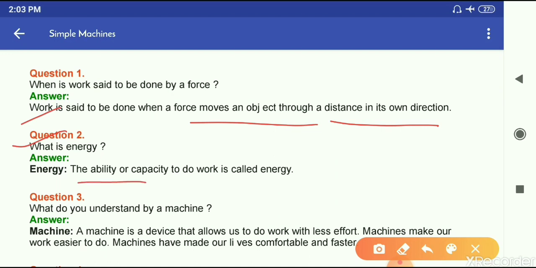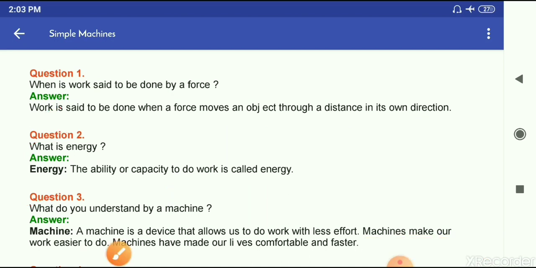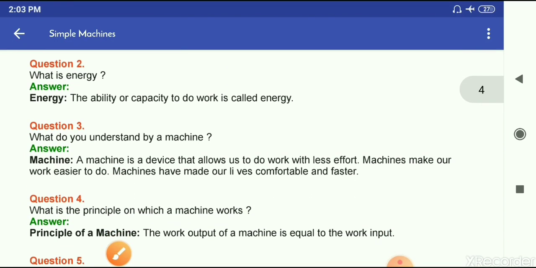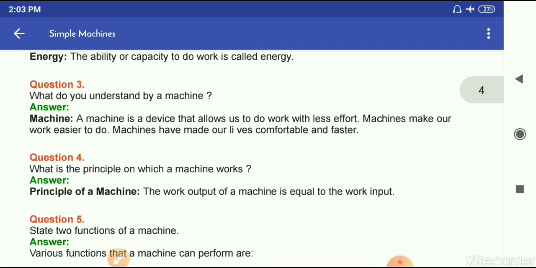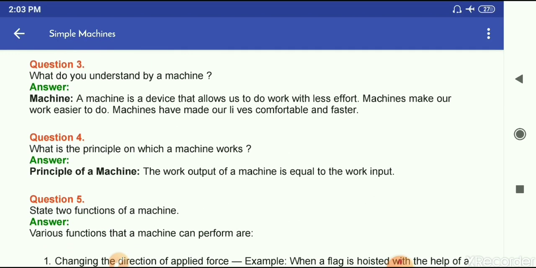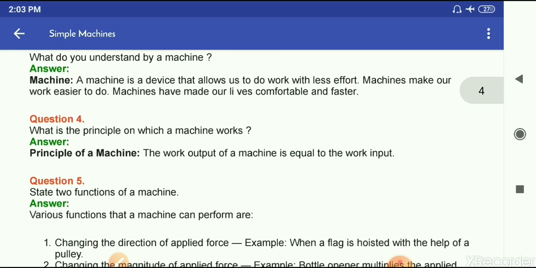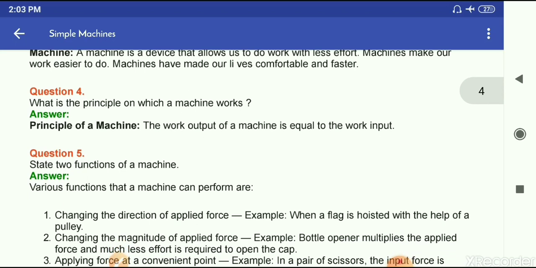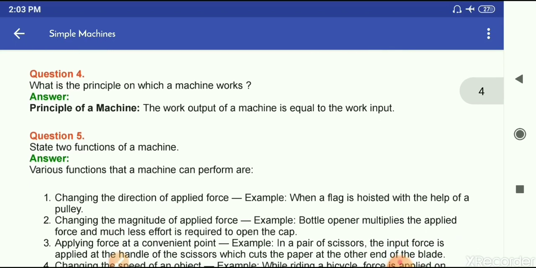The capacity or the ability to do work is called energy. Question number 3, what do you understand by a machine? A machine is a device that allows us to do work with less effort. Machines make our work easier to do, and have made our lives comfortable and faster. Okay, answer number third.